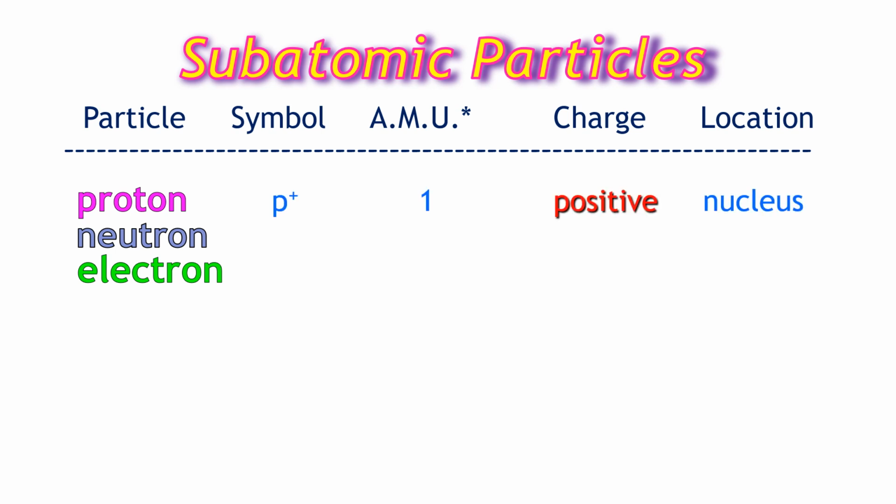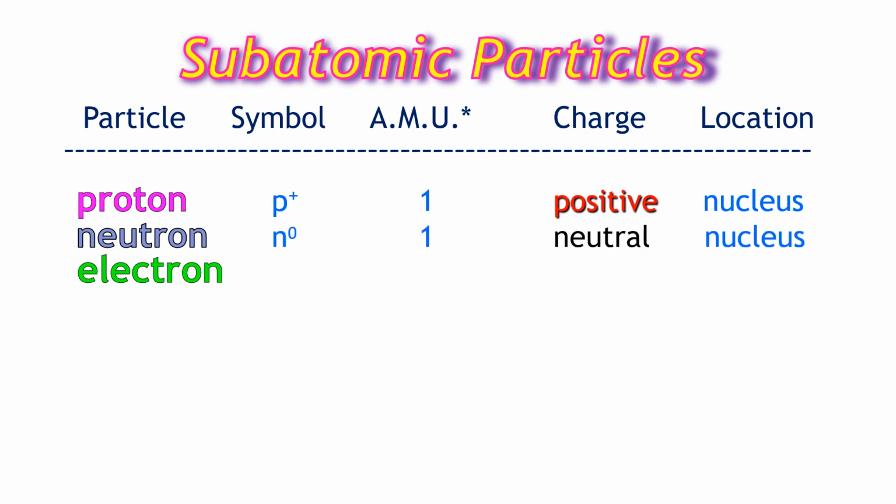Protons glow pink if you excite them. We use the symbol P+. And we say by convention that they have a mass of 1, an atomic mass unit of 1. Protons are positively charged, and they are found in the nucleus.